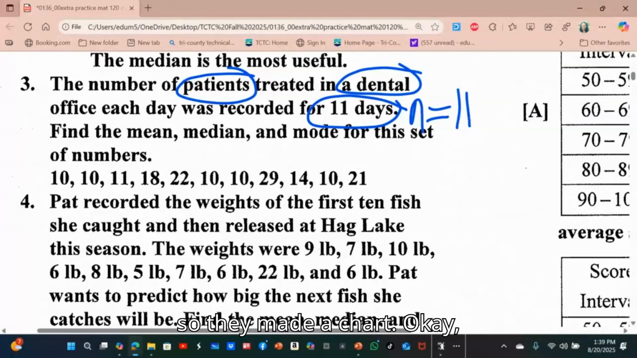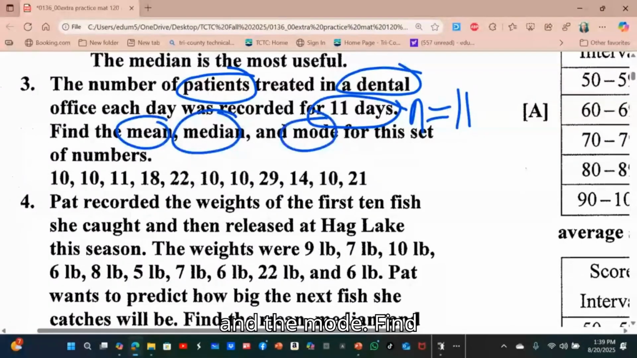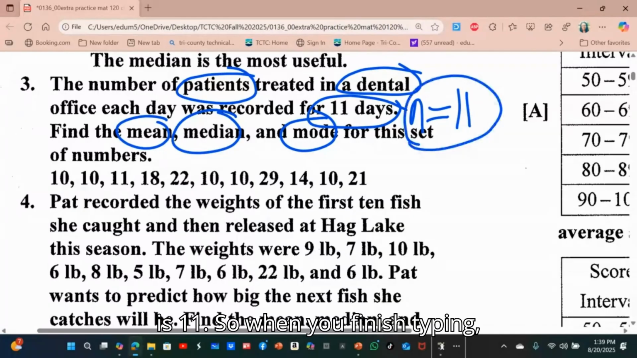So they made a chart. Find the mean, the median, and the mode of this data, of this recording. So the same thing I did before, I will get my calculator and type in all the numbers here. You remember that sample size is 11. So when you finish typing, there must be 11 of them. If you add in any extra, then that is going to be a problem.